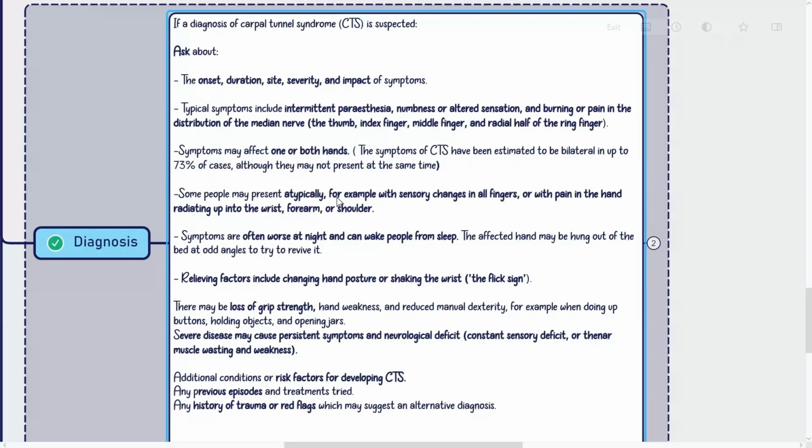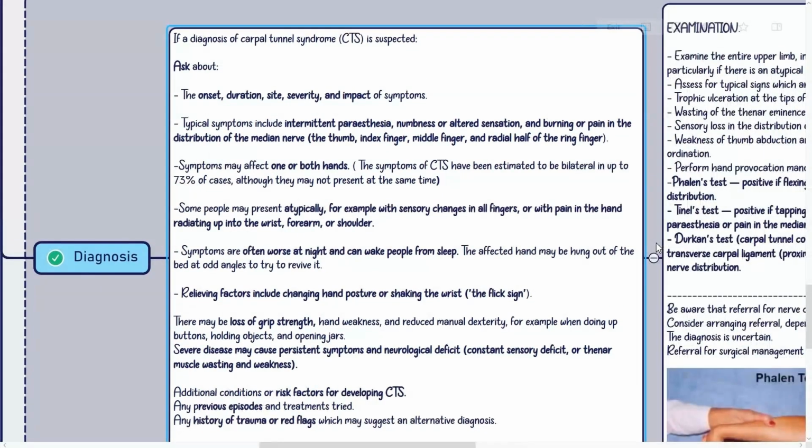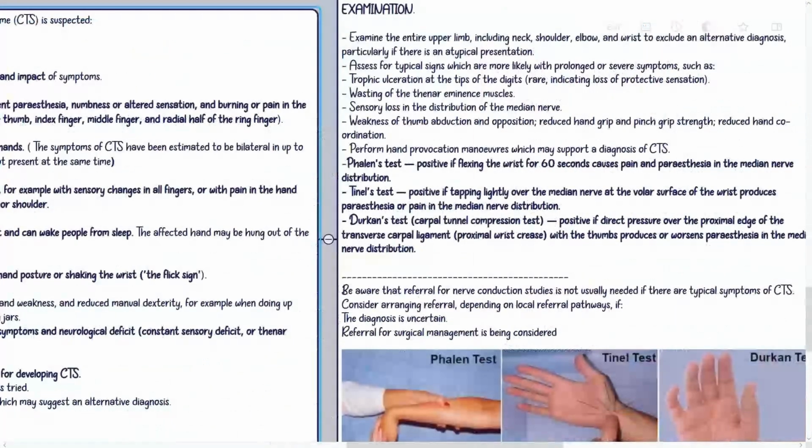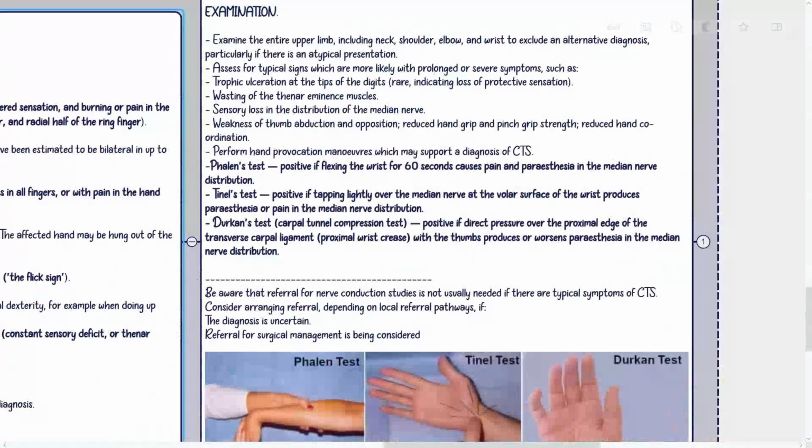Ask about additional conditions or risk factors for developing carpal tunnel syndrome, any previous episodes and treatments tried, and any history of trauma or red flags which may suggest an alternative diagnosis. Examination.